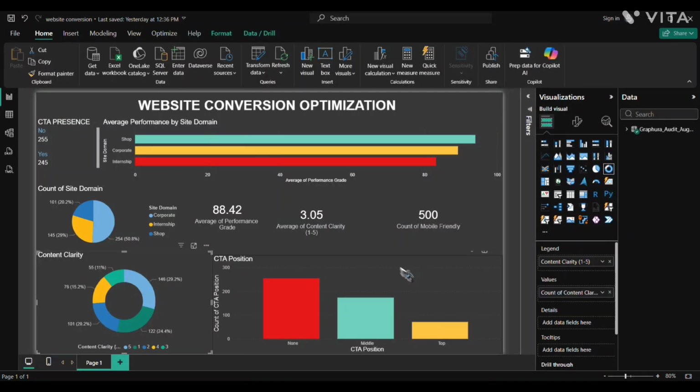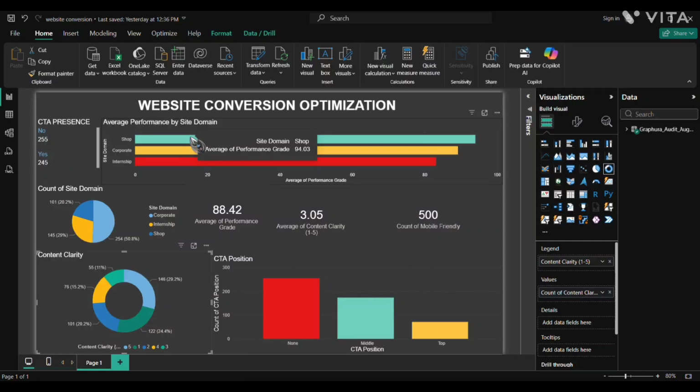My name is Ayush Singh, and today I'll be explaining the different insights that I have gathered for our project, website conversion optimization. So let's begin. This bar graph here shows the average performance by site domain.